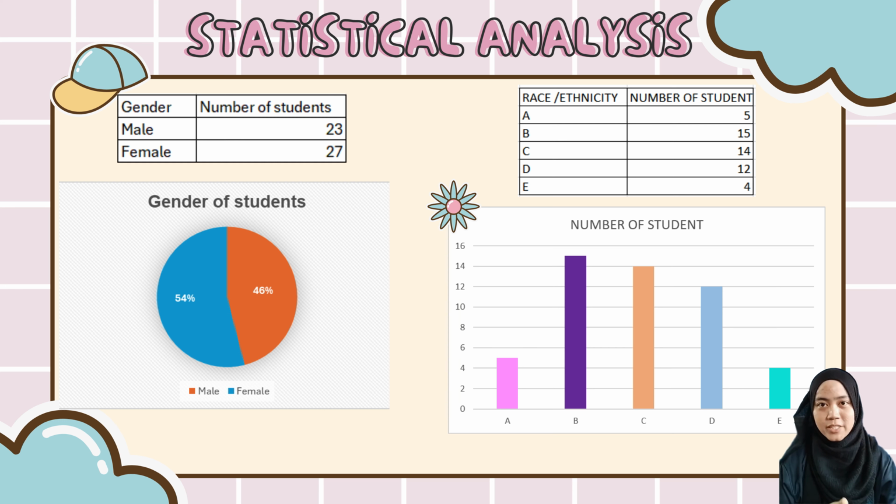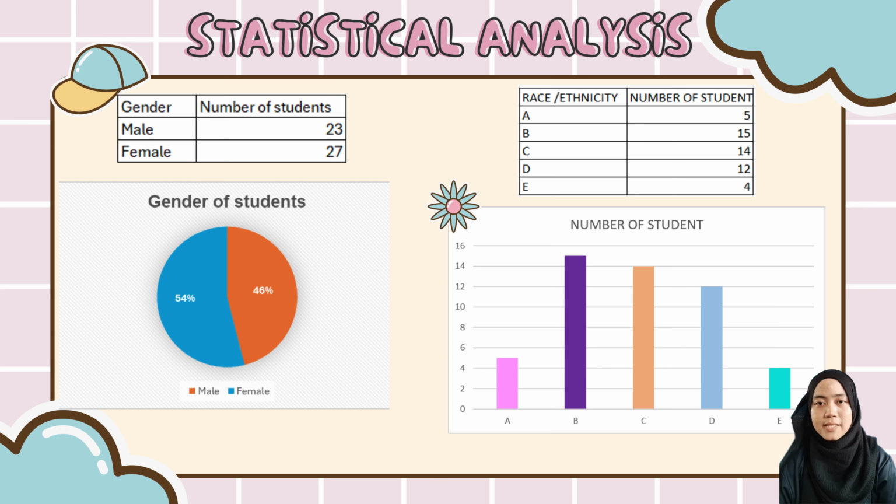First, we look at the pie chart showing the gender distribution of the students. There are 33 male students and 27 female students, making a total of 60 students. This means 54% of students are male and 46% are female, so the total is 100%. So from this chart, we can see that more male students took the test compared to female students.